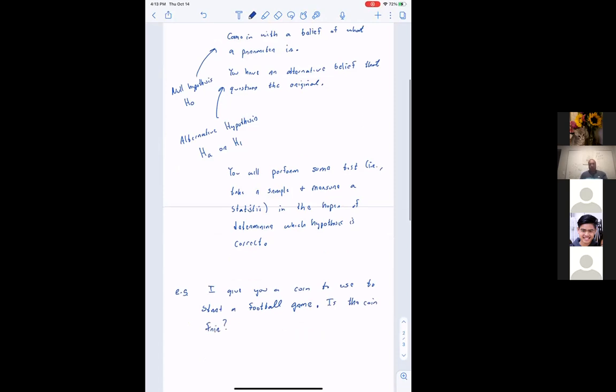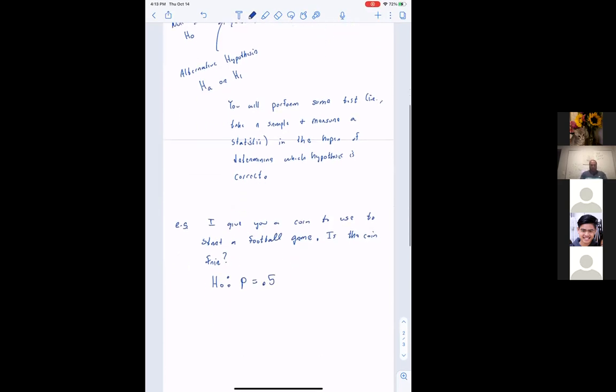Is the coin fair? I don't know. Maybe it is, maybe it isn't. The null hypothesis says that the true proportion of heads should be equal to 0.5. The null hypothesis claims that the true proportion of heads is 0.5. The alternative hypothesis, the one that we're testing against, is that the true proportion of heads is what? What will be the alternative to the true proportion of heads being 0.5?